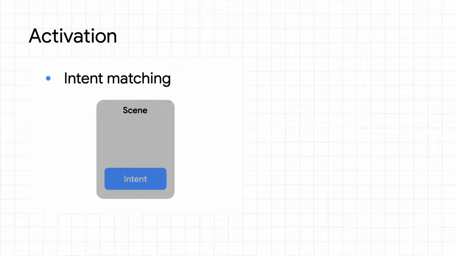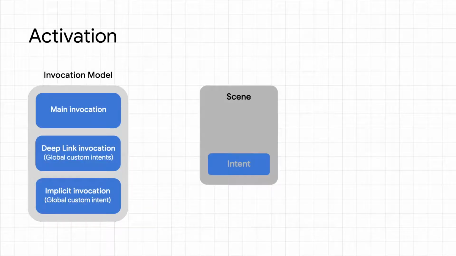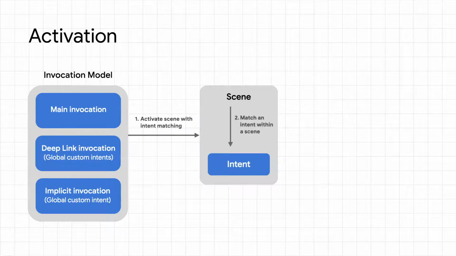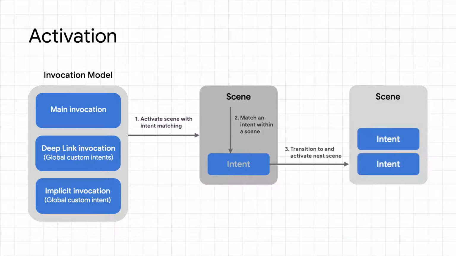Scenes can be activated through intent matching, where the user's input is matched with an intent that activates the scene. The most common example of this is when users first invoke your action. The user's input is matched to the main invocation system intent, which will activate your first scene. As the conversation continues, an intent can be matched within the scene, which will transition and activate the next scene.